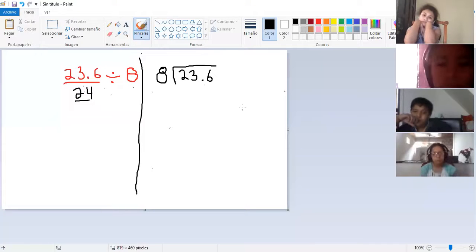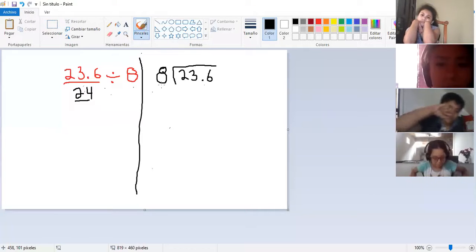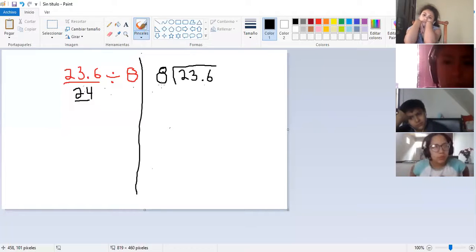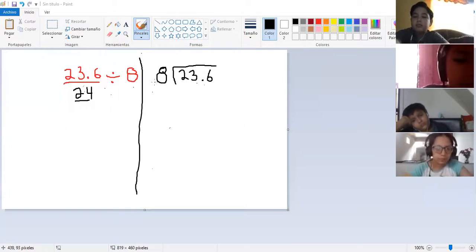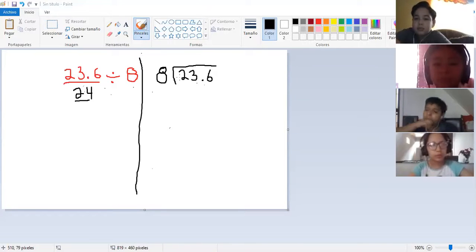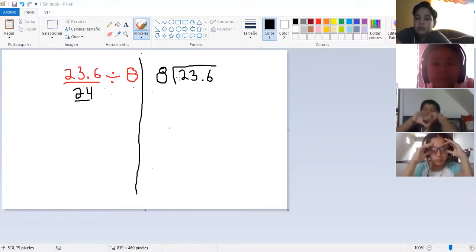So guys, since I have this division here, I have to think about how many times this number fits in the first number. Let's see, is it possible to divide 8 into 2? No, because 8 is greater than 2. So I'm gonna take the 2 digits here, and it would be 23. How many times does 8 fit in 23? 3.